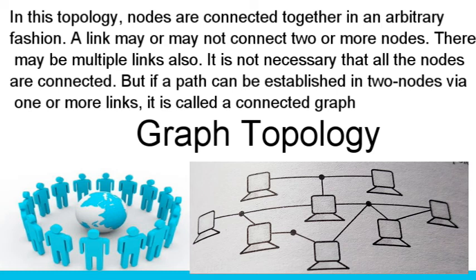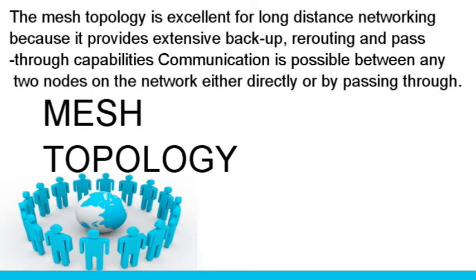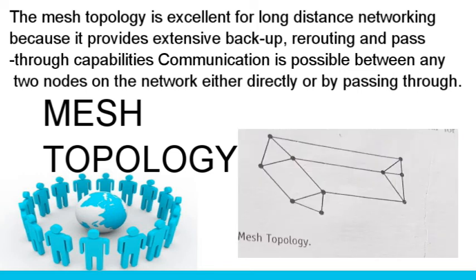Next, coming to the mesh topology. In this topology, each node is connected to more than one node to provide an alternative route in case the host is either down or too busy. So as you can see on the screen, this is the way the mesh topology works. Basically, we can say it is a connection of more than two types of topology.